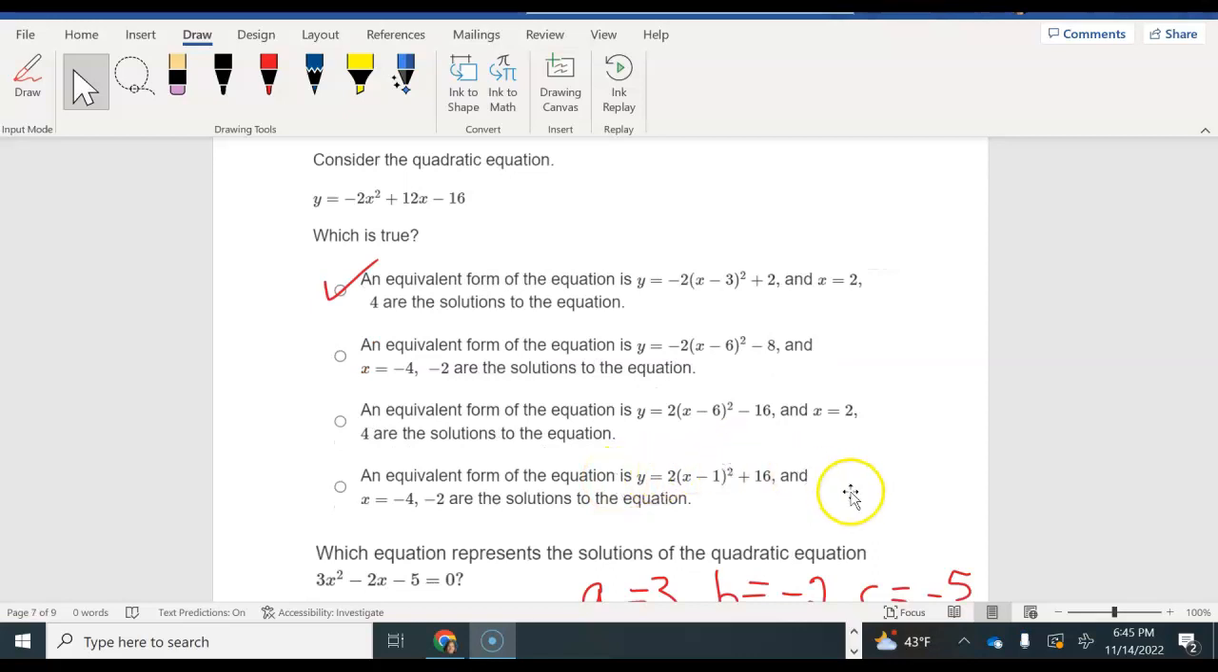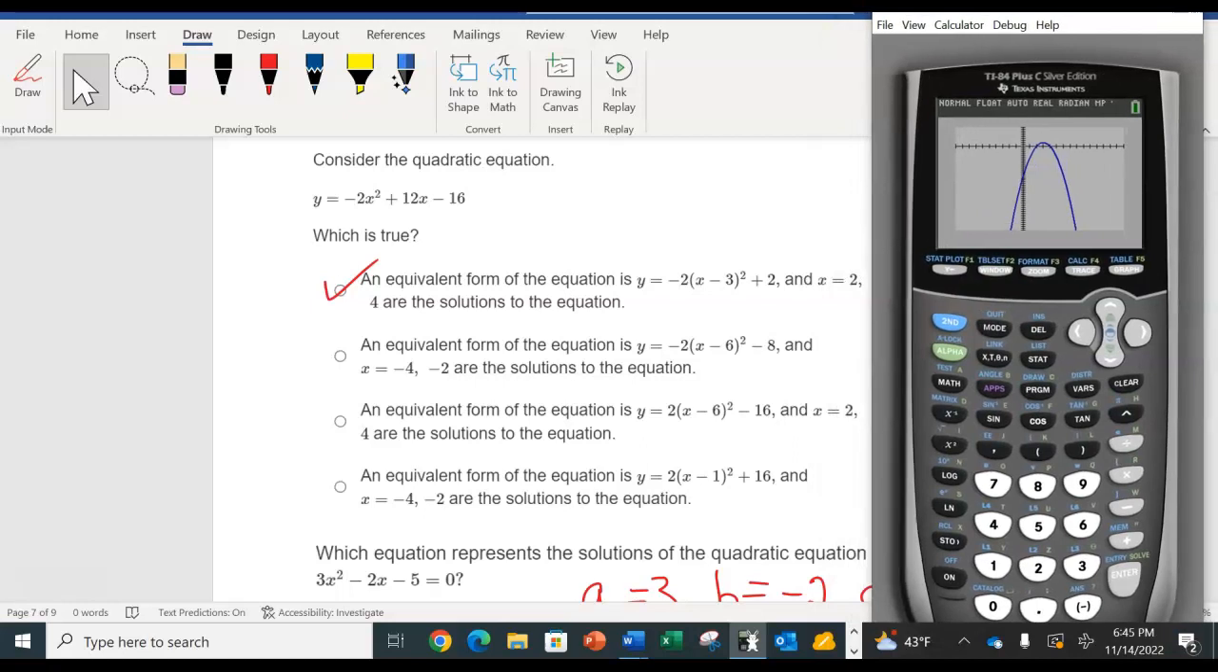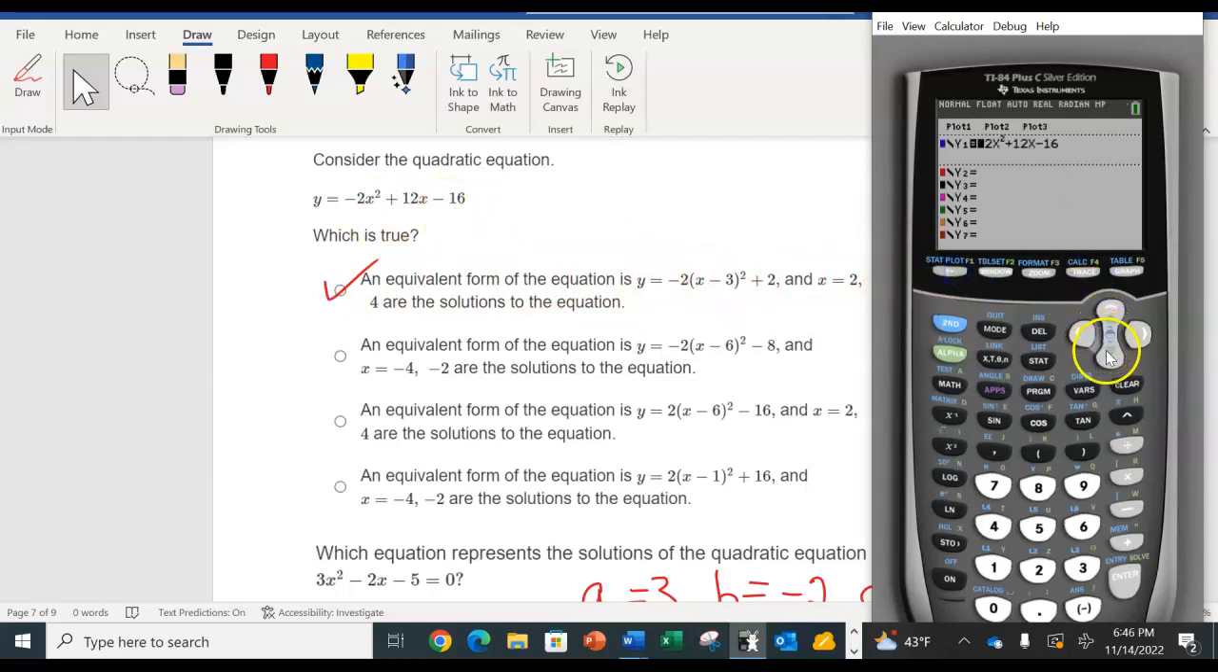All right, the next question is another one where it says find an equivalent form. So it says consider the quadratic, negative 2x squared plus 12x minus 16. I have went ahead and graphed this. Again, this is not the way we should be looking at it, but leading up to standardized tests, I want the quickest and easiest way for you to understand it. So an equivalent form, if graphed, should look like this one. So let's go ahead and graph this one.